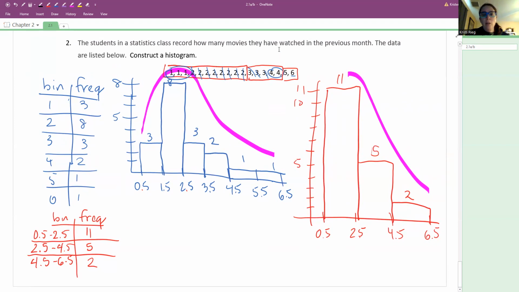So 2.1a frequency tables is a separate homework problem from 2.1b, which is histograms. So those are two different homework assignments.